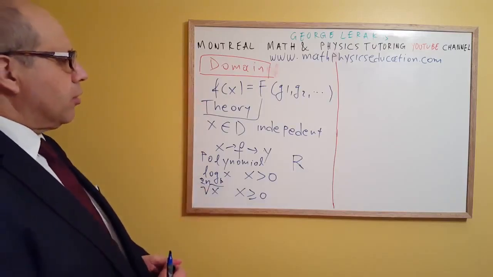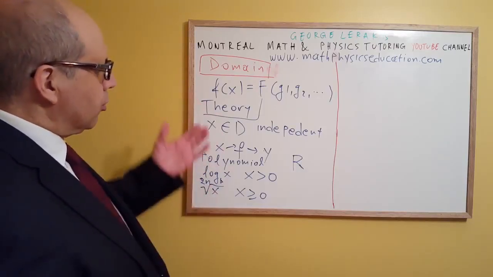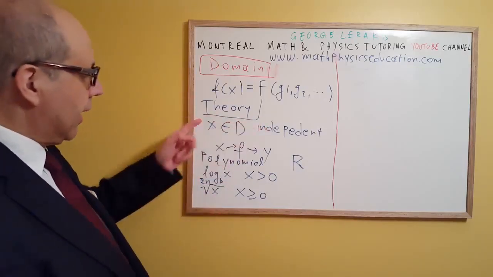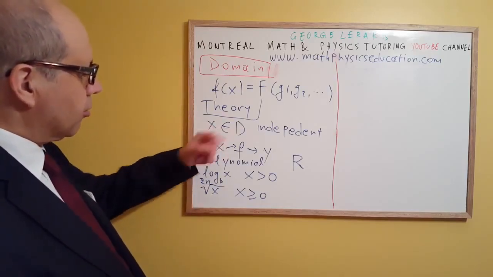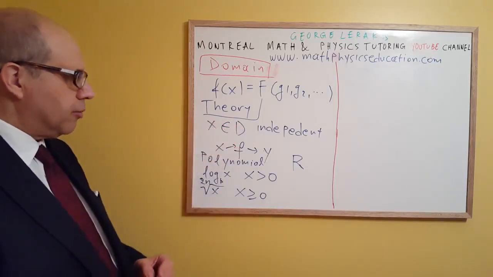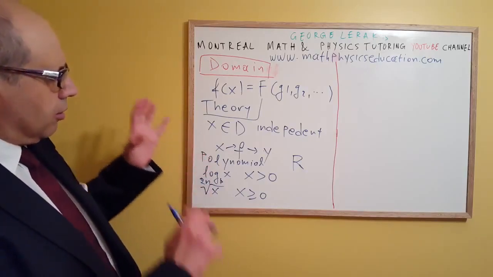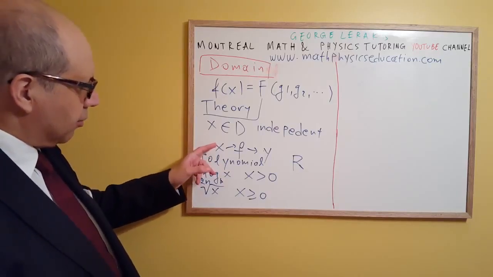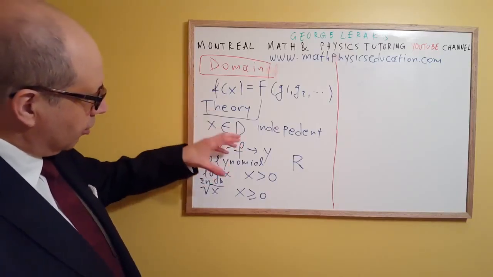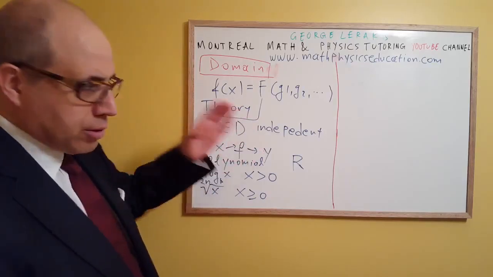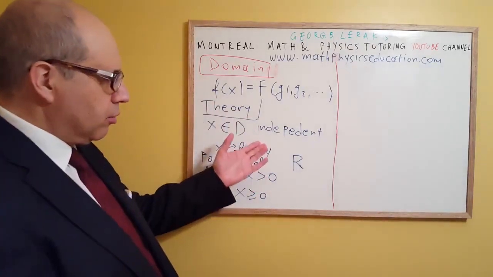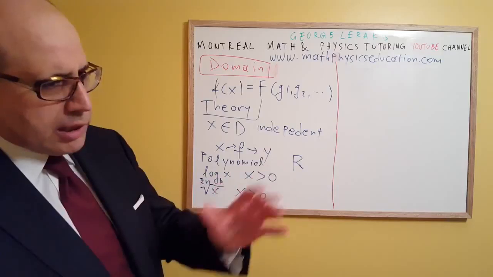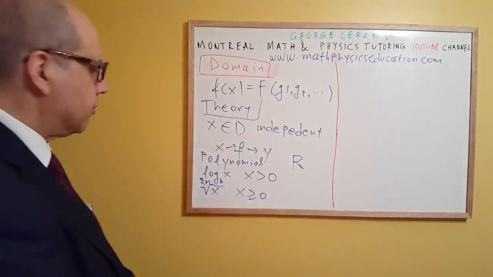So what's the theory that you have to know about this topic? Of course, what is a domain? Domain is where the independent variable x belongs. So x belongs to D, where D is the domain. And through the function f, you have the independent variable x, and through this function you produce a value y, which is called the dependent variable, which has to do with the range of the function, which is something that we might discuss in some other session.